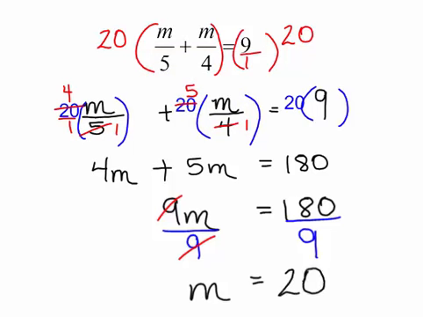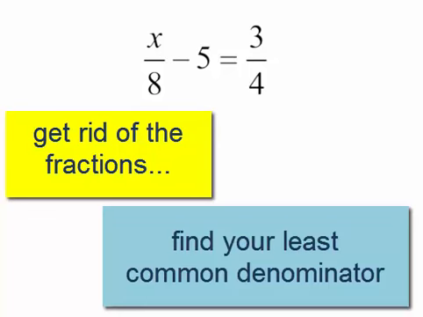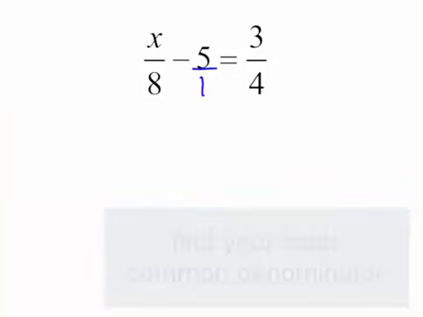Let's keep working. X over 8 minus 5 equals 3/4. Now, since I see several fractions, I would like to get rid of those fractions. I need to find my least common denominator. In the denominators, I have 8, and 5 is just over 1, and 4. The least common denominator is 8.